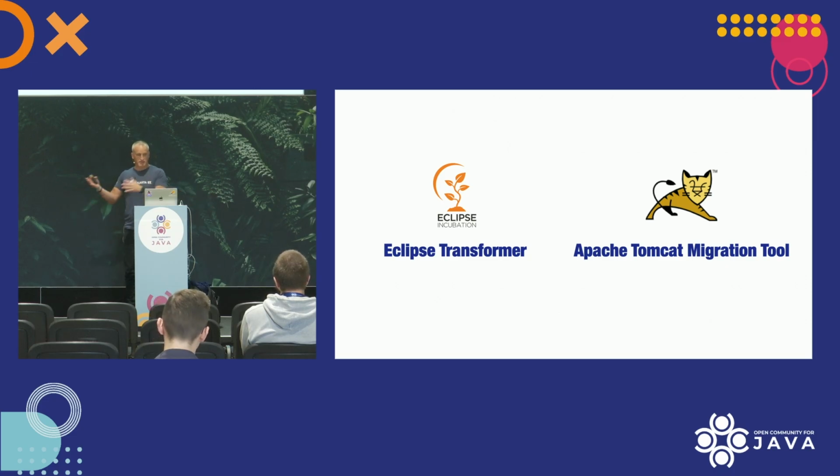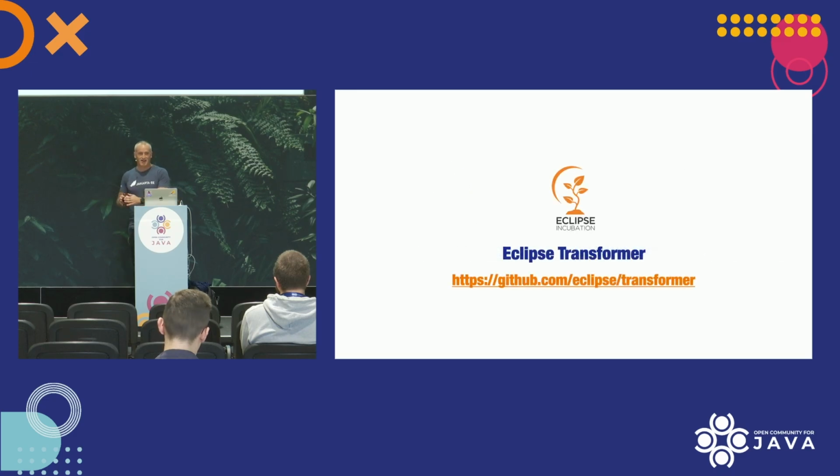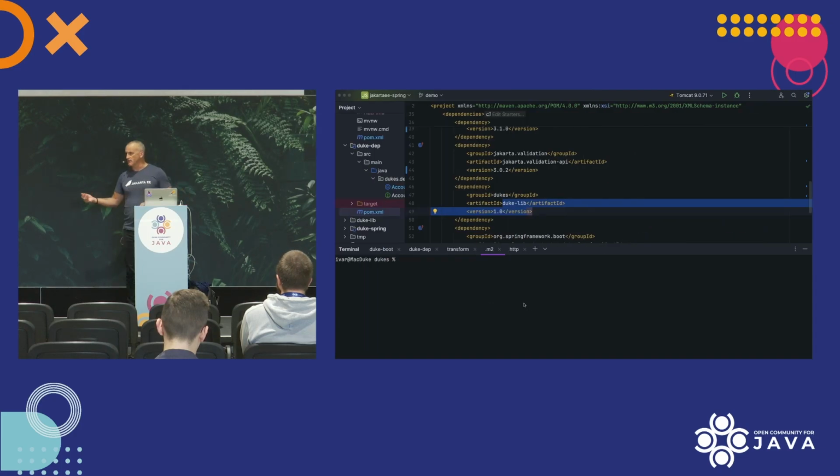And it depends which conference I am at, which tool I'll demo. So two weeks ago, I demoed the Tomcat migration because I was at the Apache conference. And now here at OCX, I'll do the Eclipse Transformer. And the Eclipse Transformer you can find on the GitHub page for that project. So you can use it as a Maven plugin, as a standalone tool, or whatever way you want to use it. So what I'm doing is the standalone executable jar.